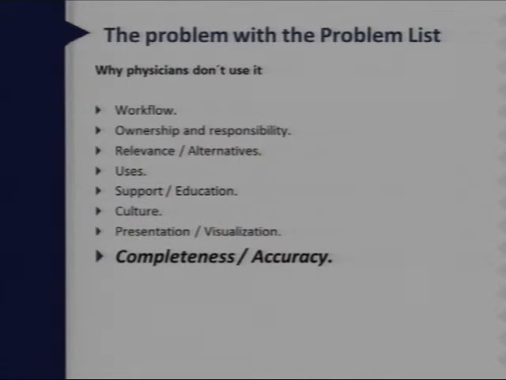But also, physicians say that data in the problem list is not relevant, and they find other alternatives to find more accurate and quality data when using electronic health records. Another reason physicians don't use a problem list is that they don't really know how to use it and what the uses for this list are. And also they say that they don't receive support and education about how to use and maintain the problem list.